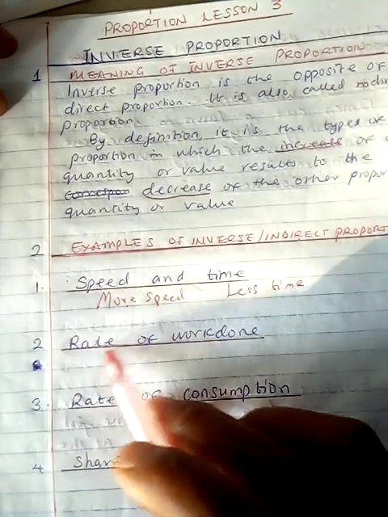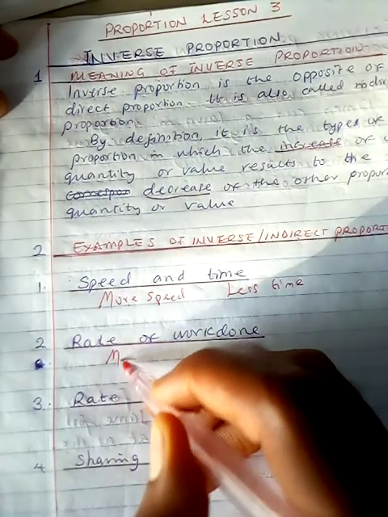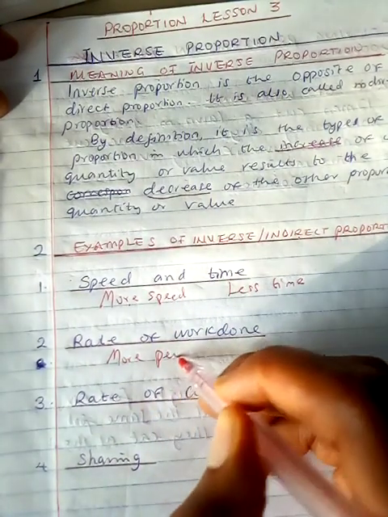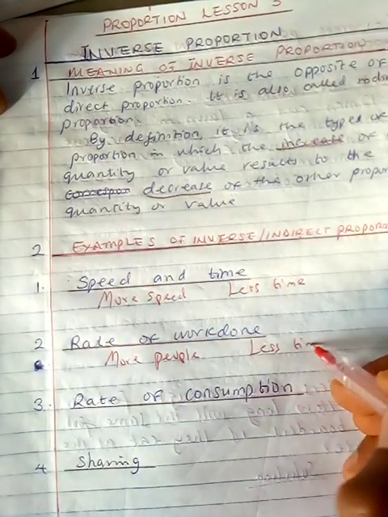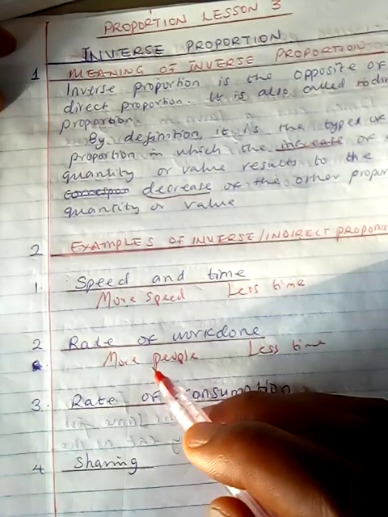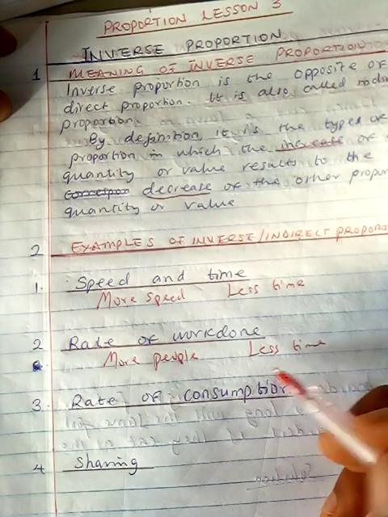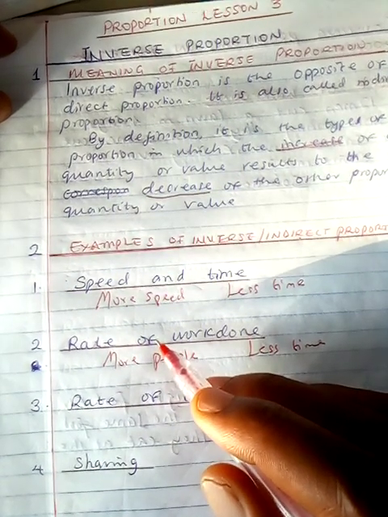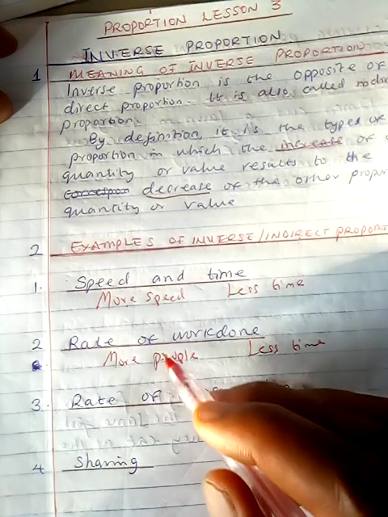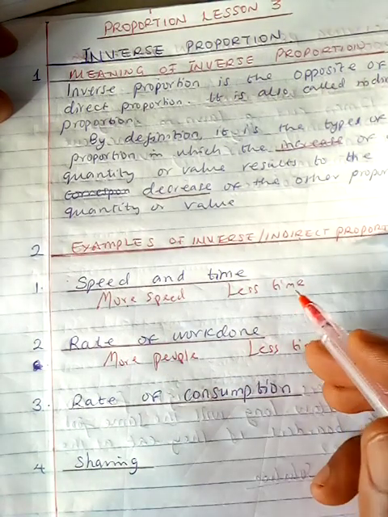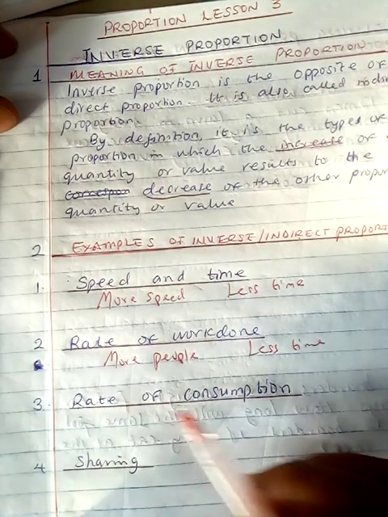And the second example is rate of work done. In this case, what this means is that the more people you have working for you, the less time the work will take. So that is indirect proportion. As the number of people doing the work increases, the time needed decreases, and when the people decrease, the time will increase. That is inverse proportion.